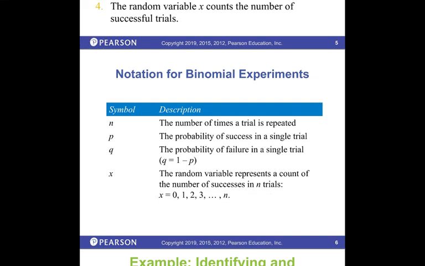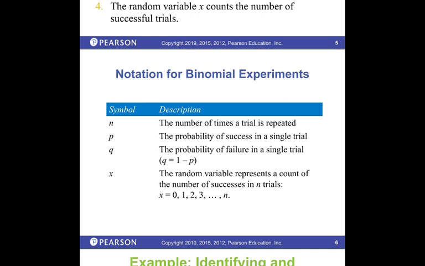So the notation is: N is the number of trials, the number of times each trial is repeated. P is the probability of success. Q is the probability of failure, which is 1 minus the probability of success. And the random variable X is the count of the number of successes in N trials.